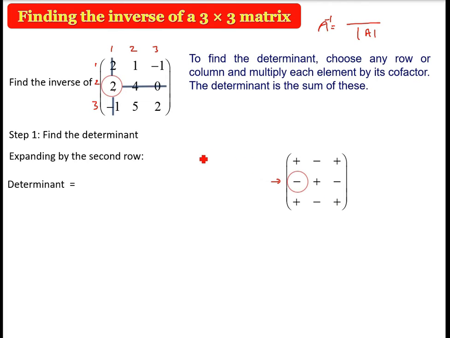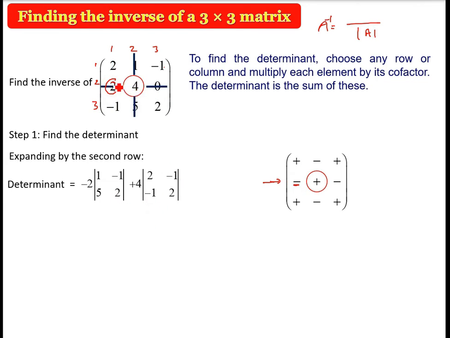The sign has come from minus 1 to the power i plus j. i and j are the row and column number. So when we take the second row, for example, first you have to take 2. And since you are taking the second row, you have to put a negative sign in front of 2. And you have to multiply by the values remaining, 1 minus 1 and 5, 2. Then 4 will come. We are taking the second row. So what will we have? 2 minus 1 and minus 1, 2. So a plus sign will be there in front of 4.